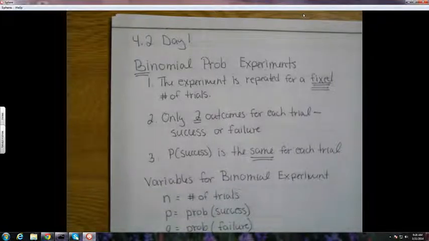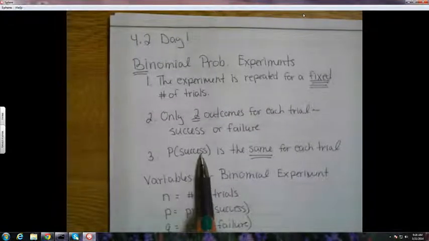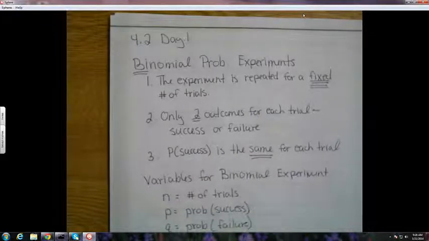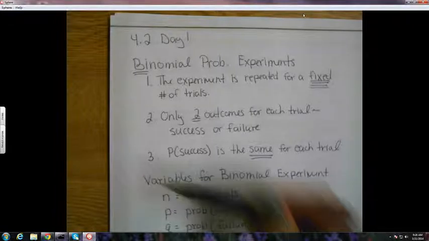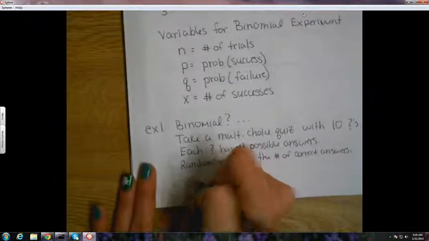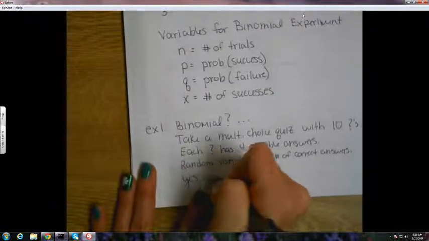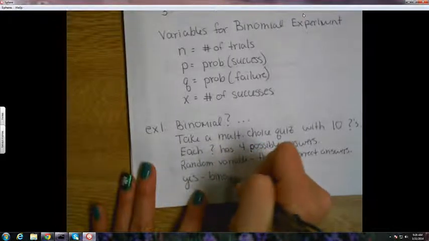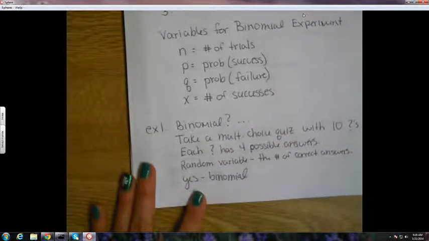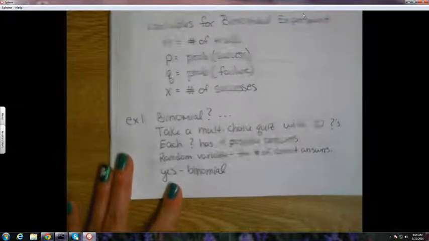All right. Is the probability of success the same on each question? Because only one answer is correct out of 4. All of them have the 4. So yes. Is it binomial? Absolutely. Yes, it's binomial. So you have to look at those 3 qualities, I guess, to see if it's binomial.